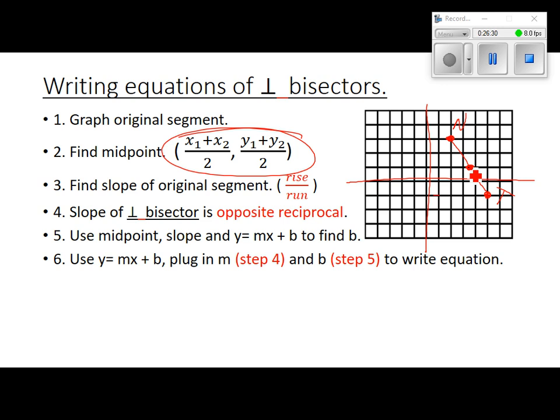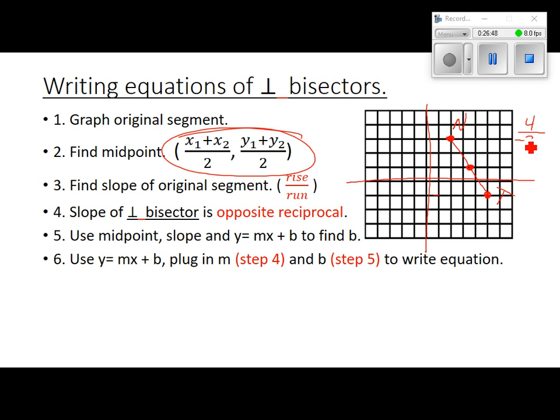Find the slope of the original segment. How can I find the slope of segment NT here? 1, 2, 3, 4. So up 4 over 1, 2, 3. Negative. And it's a negative. So negative 4/3 there. That's the slope of the original segment.